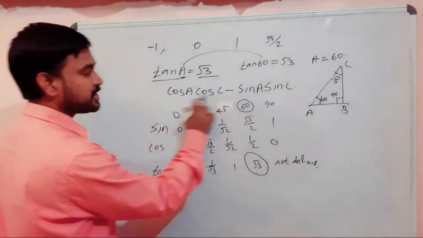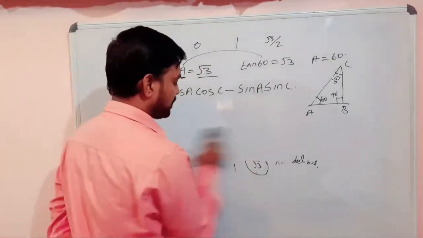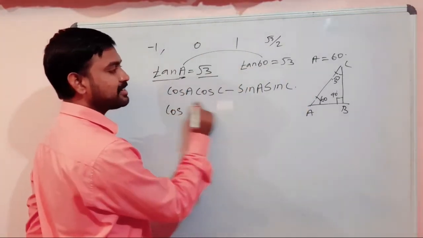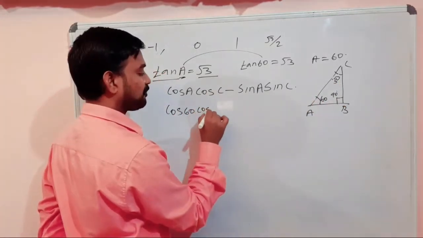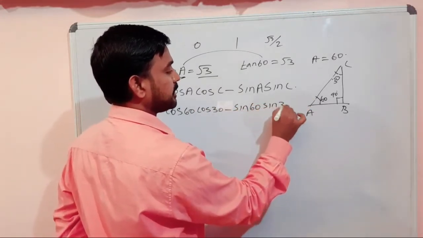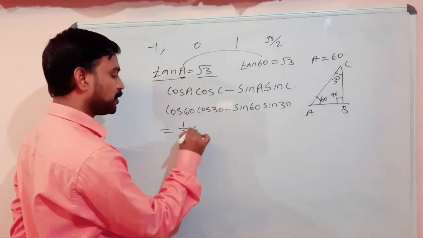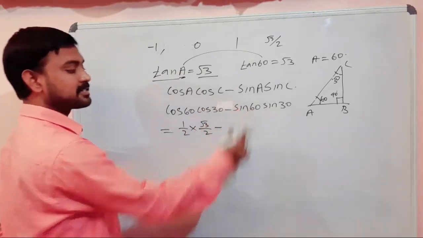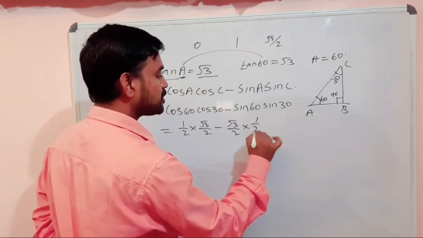Now in our question, cos A cos C minus sin A sin C is equal to. We can apply these values in place of the angles A and C. So we get cos A. What is A? A is 60. So cos 60. Cos C. What is cos C? Cos 30. Minus sin A, 60, and sin C, which means 30. So we can find out the value: cos 60 is equal to 1 by 2, into cos 30 is equal to root 3 by 2, minus sin 60 is equal to root 3 by 2 and sin 30 is equal to 1 by 2.